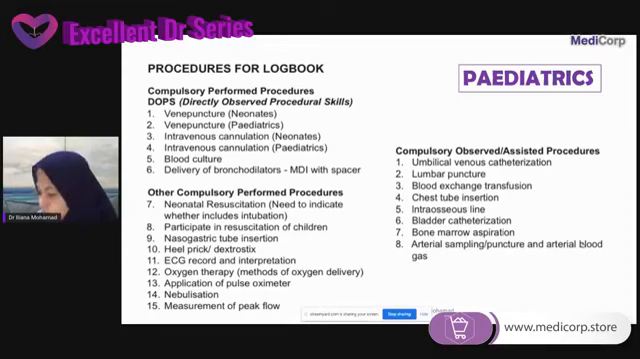Okay, if no other questions, let's proceed to the compulsory topics. Okay, so we are done with compulsory procedures. For other postings, you can download the logbook.